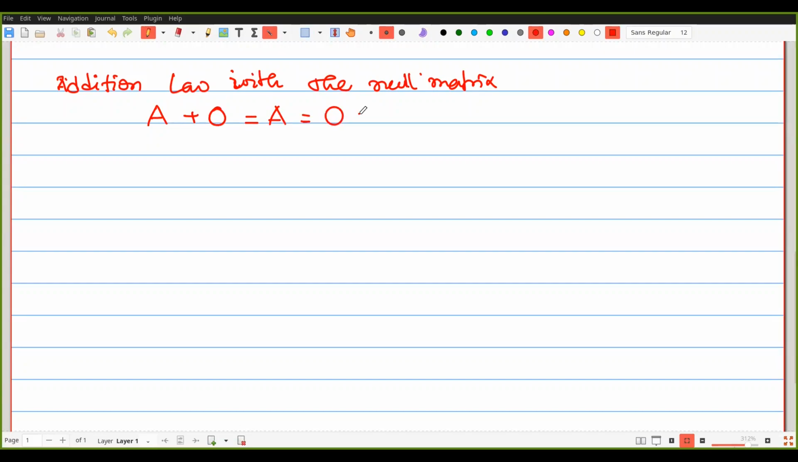The next property we already have is the existence of the negative identity. That means the addition law with the null matrix, which we have already found. If A is a matrix, A plus the null matrix O gives A, and O plus A also gives A.